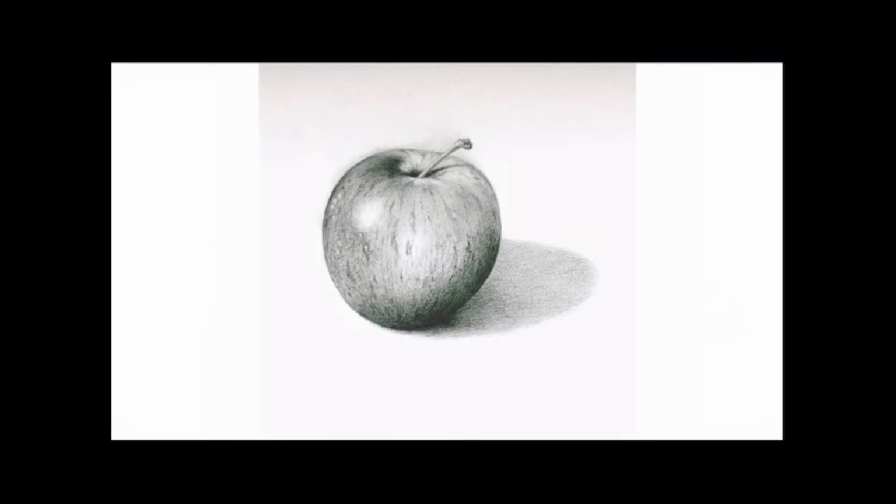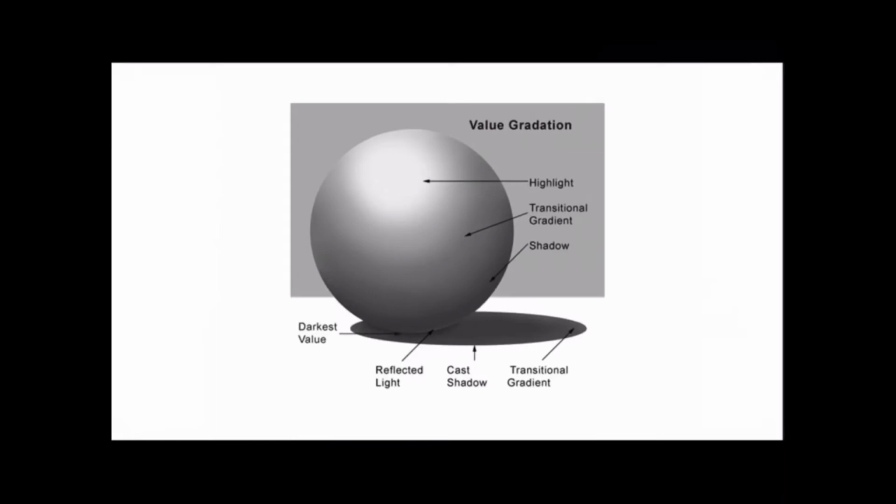Just some more examples of value. So here's a still life of an apple. The light source is coming from the top left-hand corner, and it's beating down on the apple, and it's going to create a cast shadow. So in this picture, the light source is at the top right-hand corner. Or I'm sorry, it's at the top left-hand corner. It's actually coming straight down from the top.